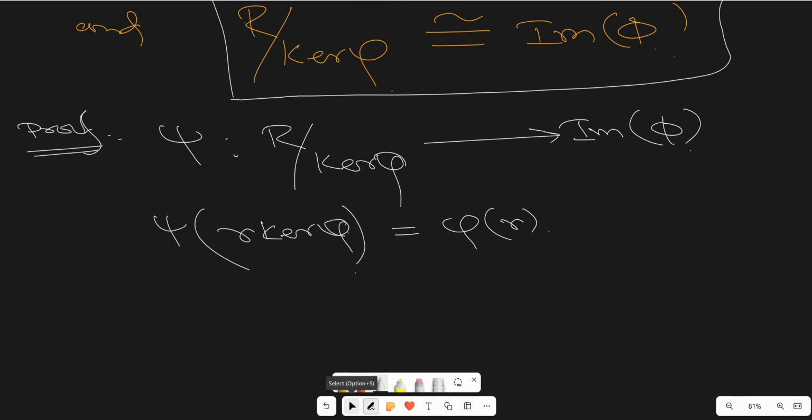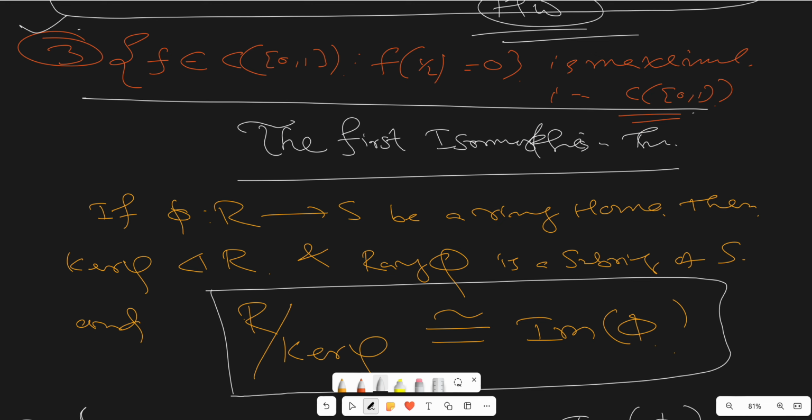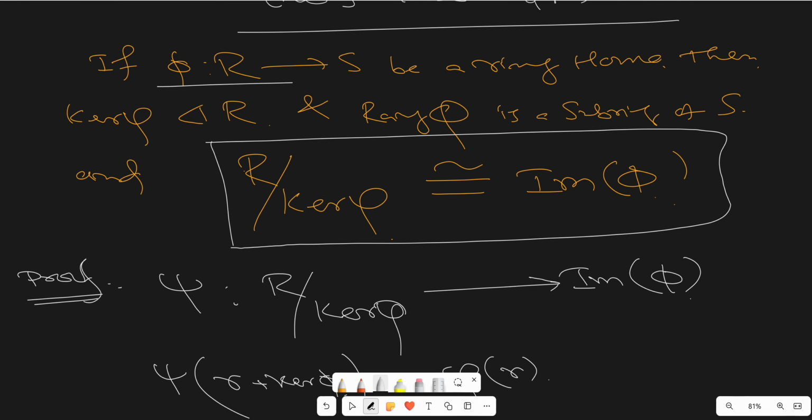Actually, oh my god, R mod kernel is not R mod kernel phi. You can write it as R plus kernel phi, because in group theory what do they have, the coset? So R plus kernel phi is actually phi of R. Whatever the map we have defined as phi here, phi is a homomorphism, right?